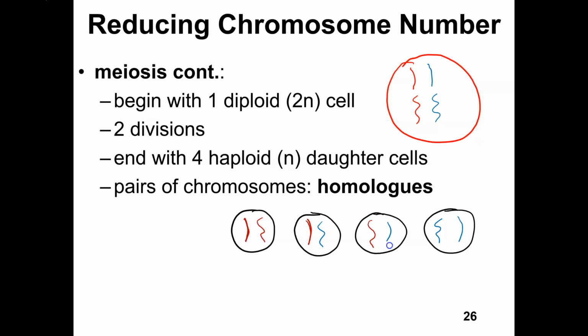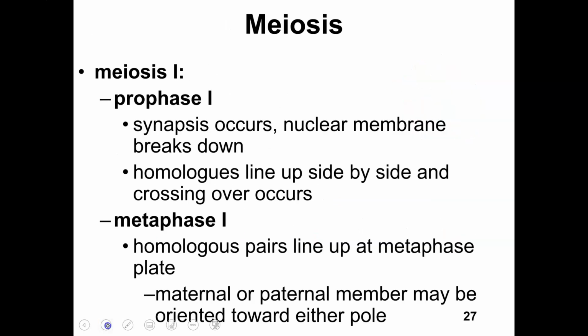Each of these has half the amount of DNA, has one of each of the homologous chromosomes. So remember, homologs are a pair of chromosomes, one from mom, one from dad. That's one set of chromosomes. Here's another set of chromosomes, okay? And so that's what meiosis does. We take one single cell that is diploid and produce haploid sex cells from it. In general, we produce 4 haploid sex cells.